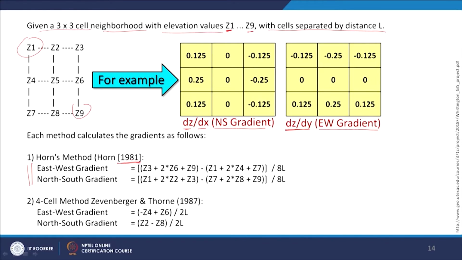Now a 4 cell method instead of a 3 cell method was also given, and that is basically the Zevenbergen and Thorne method in 1987. So you may find a lot of variations, because once somebody has developed a 3 by 3 matrix to calculate the slope, people will definitely think why 3 by 3, why not 4 by 4, why not 5 by 5. So that may bring new developments, but the basic concept will remain the same. These variants will bring slightly different results, not major differences.